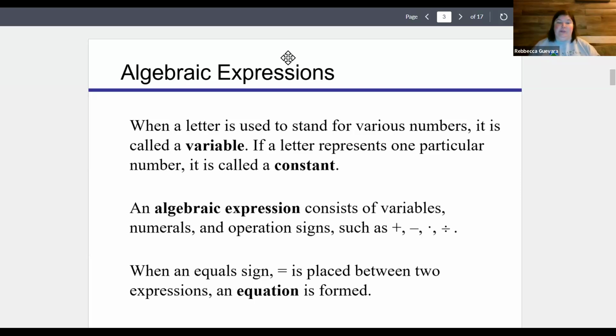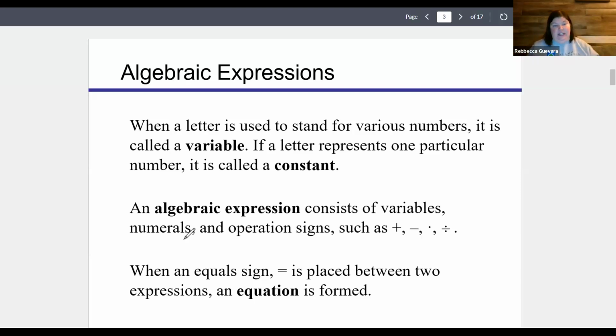An algebraic expression consists of variables, numerals, and operation signs, such as plus, minus, multiplication, and division. The operation signs are the big part of what makes an algebraic expression, so it has to have operators to be an expression. Well, part of it. It could also be just a variable, or just a number. When there is an equal sign in between two expressions, then that's an equation.